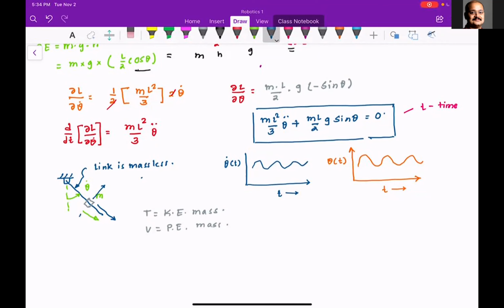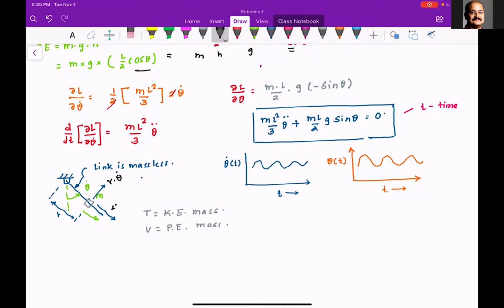So check this out. If this distance is r, do you agree with me that this velocity is going to be r theta dot? Do you agree with me? And the velocity in the radial direction is going to be r dot.